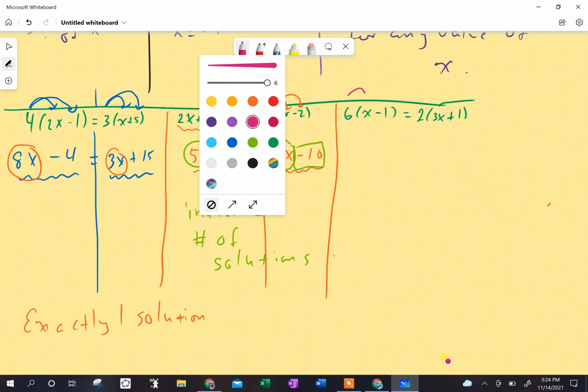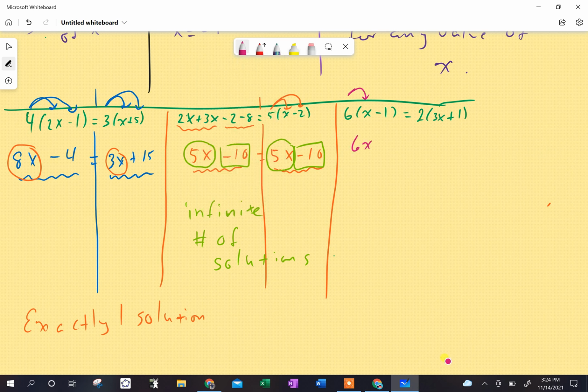So I have 6 times x, which is 6x. 6 times the negative 1 is negative 6. 2 times 3x is 6x. 2 times 1 is 2. And now you can see my variable term on my left-hand side is the same as the variable term on my right-hand side, but my constant terms are different. Therefore, no solution will ever make this true. No solution.